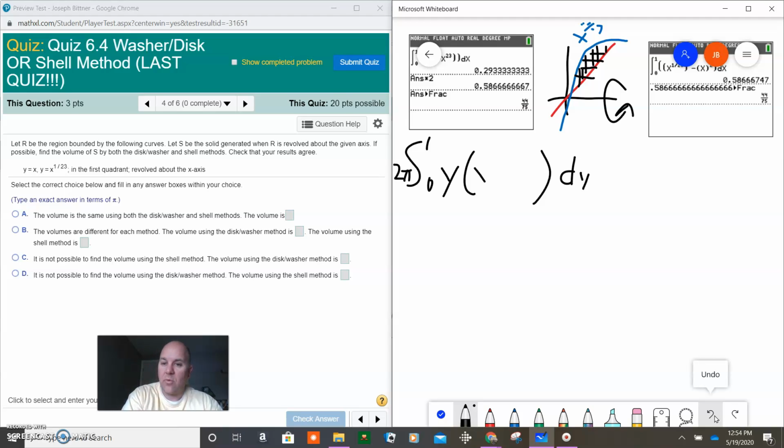So in this case, y minus y to the 1 over 23rd power. You type it into the calculator. I times it by 2 because of the 2 there, and convert it into a fraction, and it works perfectly.